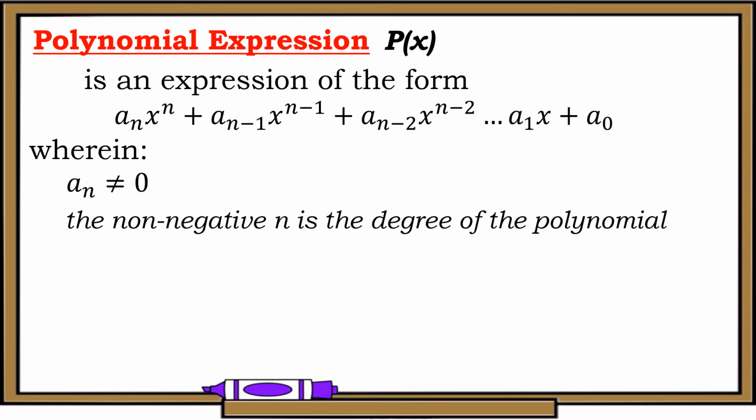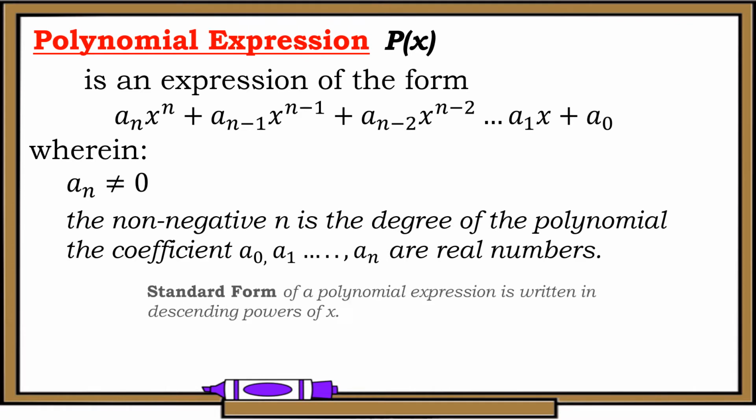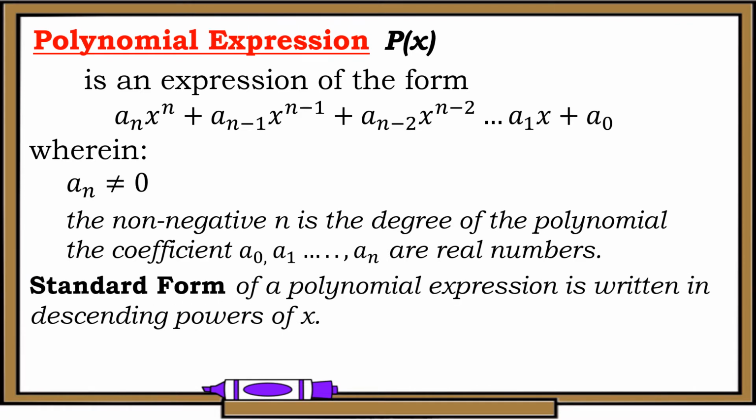Then, the exponent of x here, which is n, is a non-negative number. It is the degree of the polynomial. And the numerical coefficients are all real numbers. The standard form of a polynomial expression is written in descending powers of x.